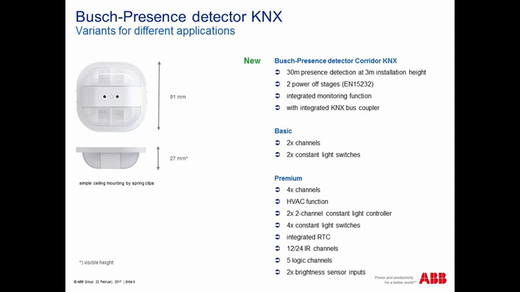The new one in the family is our Busch-Presence corridor detector. Here, from the application point of view, if you know the other basic and premium version, everything is almost completely the same parametrization, the same application. The only difference here is we have a different detection range. Here we are talking about 30 meters in an installation height of 3 meters. That means exactly for floors.